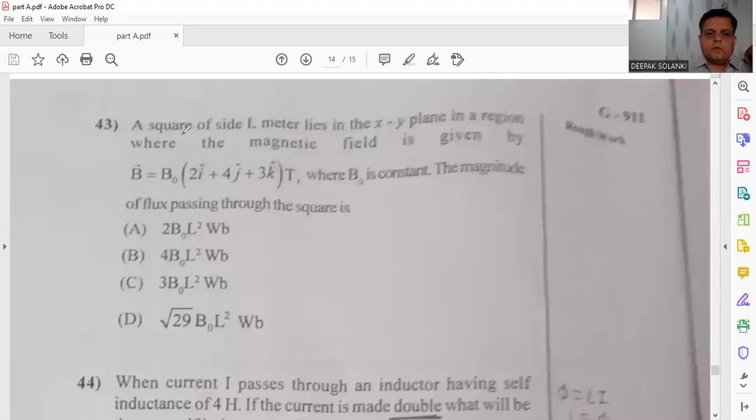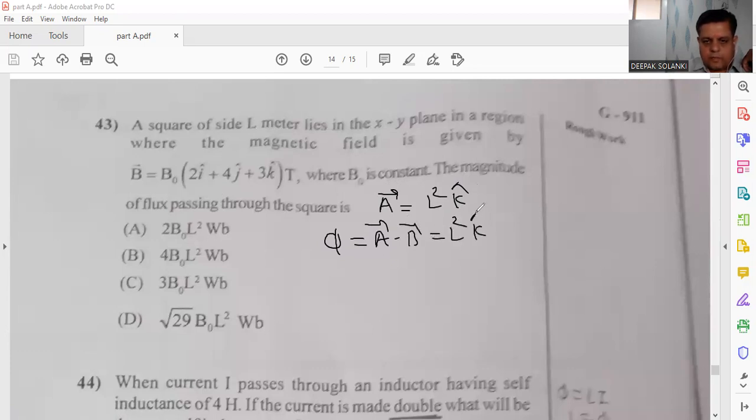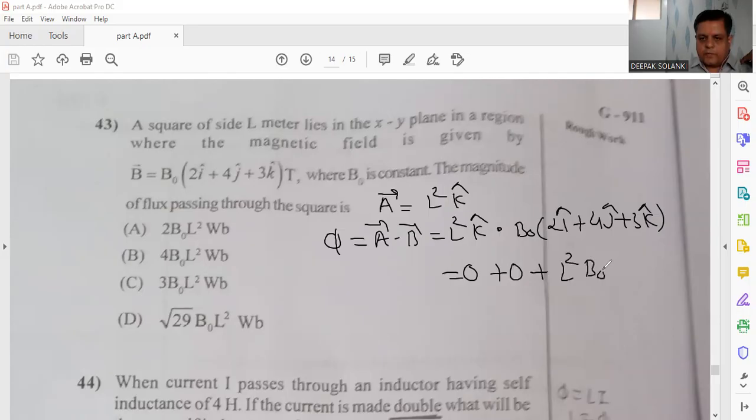43. A square of side L meter lies in the XY plane. So what will your area be? L square, and it will be in the Z direction, so k cap. The magnetic field is given, you have to find the flux, A dot B. So L square k cap dot B naught (2i plus 4j plus 3k). Now k dot i is 0, k dot j is 0, and this will be L square B naught and this 3. So it is 3 B naught L square Weber.